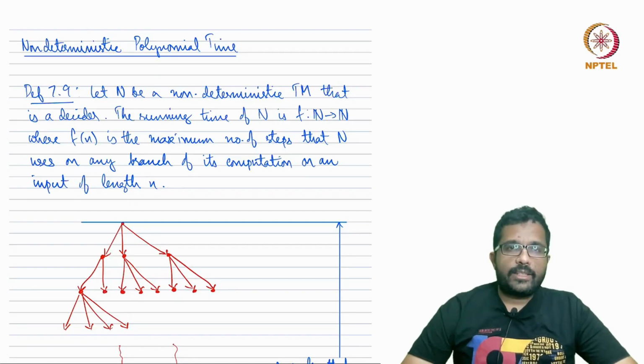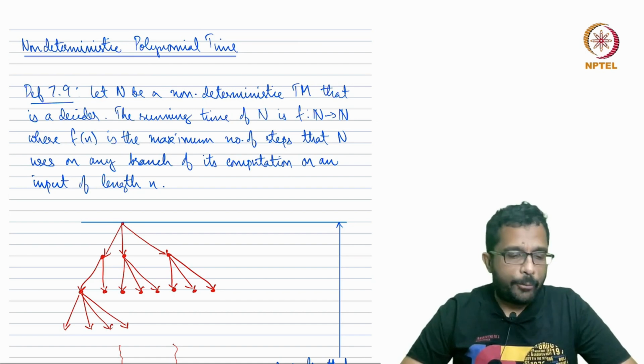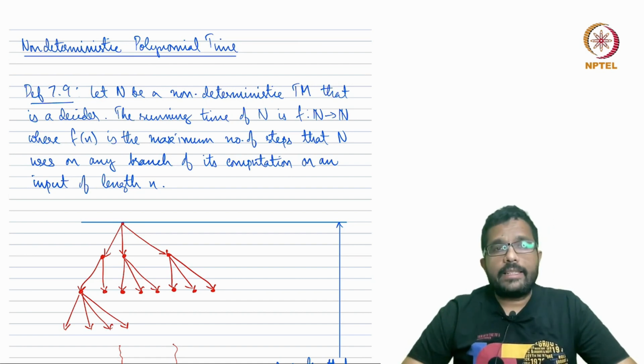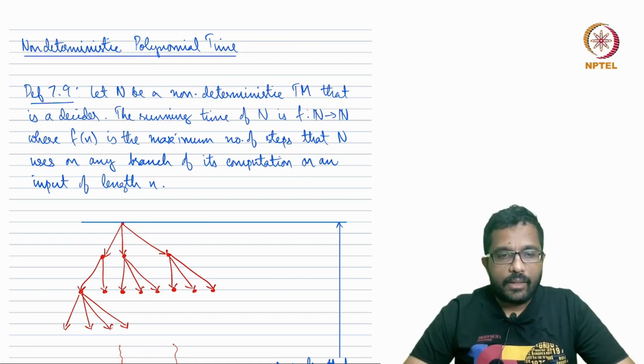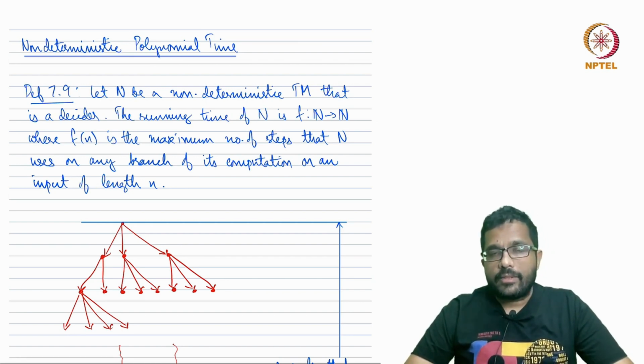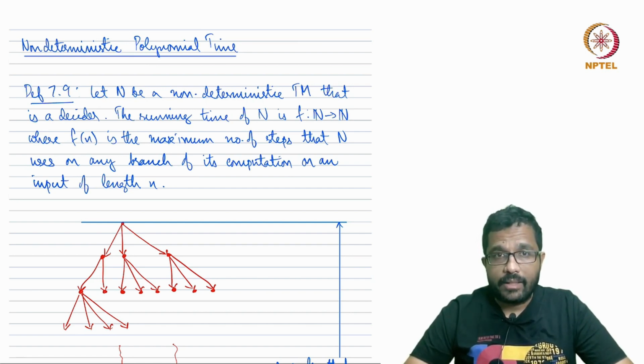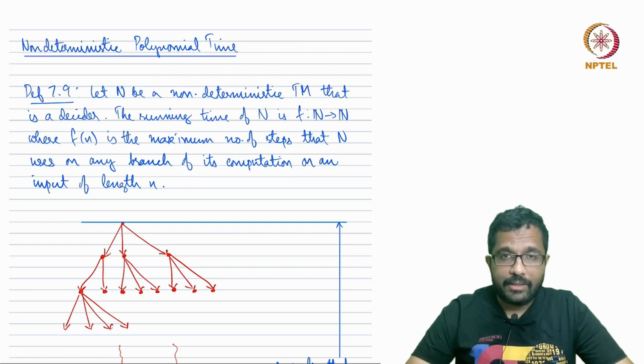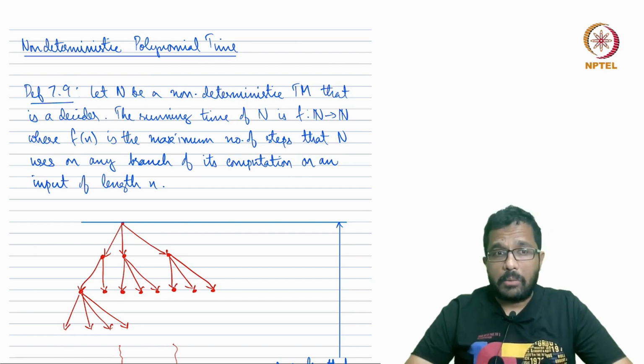Hello and welcome to lecture 46 of the course Theory of Computation. In the previous lecture we saw time complexity, and we saw the complexity class P, which corresponds to the class of problems or languages that can be decided in deterministic polynomial time. So now in this lecture we will start seeing non-deterministic polynomial time.